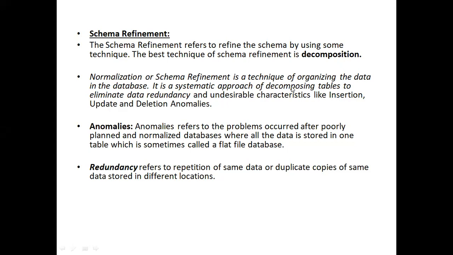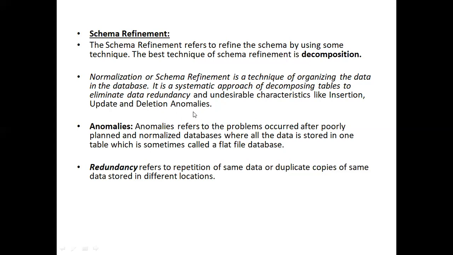So what is normalization? It is a technique of organizing the data in the database. It means if any duplicacy is there, it will remove the duplicacy with some set of operations. We will see when we are discussing normalization. It is a systematic approach of decomposing tables to eliminate data redundancy and undesirable characteristics like insertion, update, and deletion anomalies. It means normalization removes the data redundancy as well as undesirable characteristics like insertion, updation, deletion anomalies.